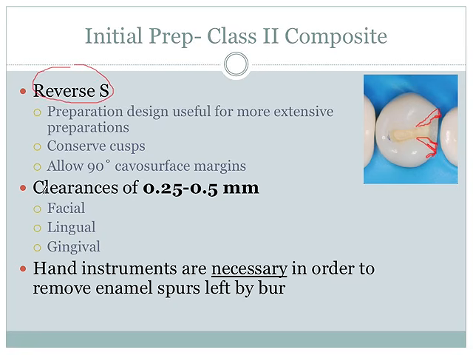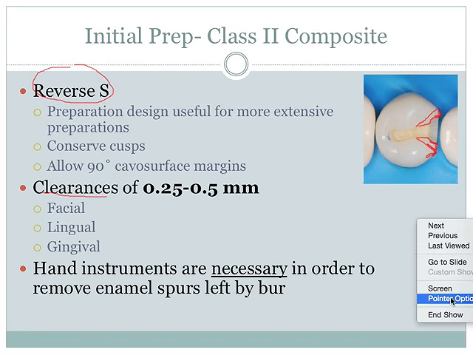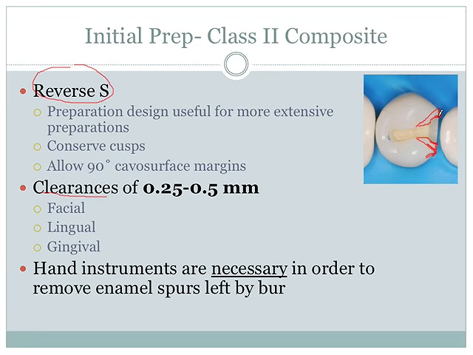And then clearance is measured as the distance between the cavo surface margin and the adjacent tooth. So it would be, if I get a different color here, it would basically be the spaces here, right there, and right there.